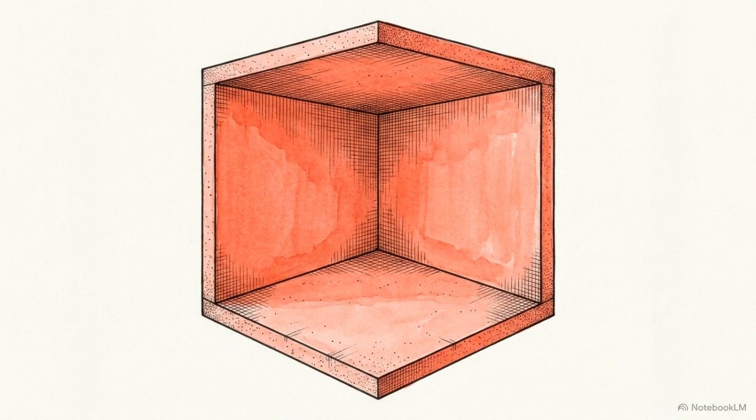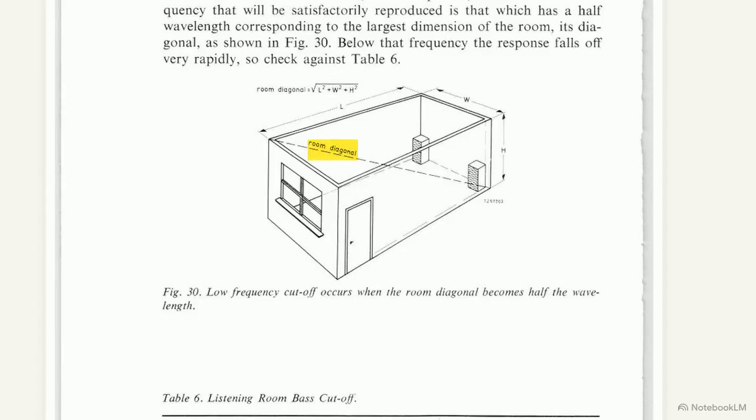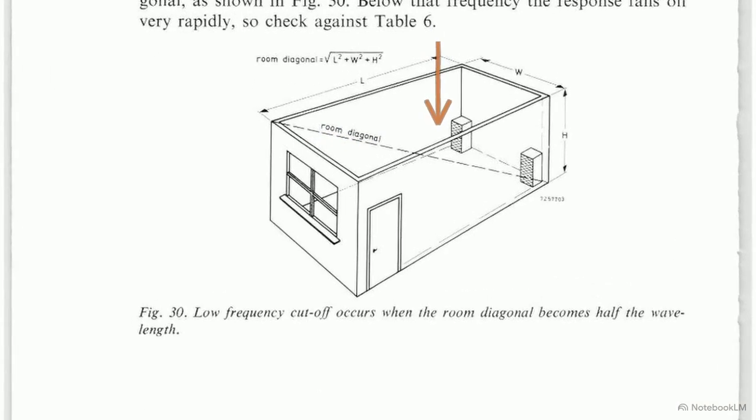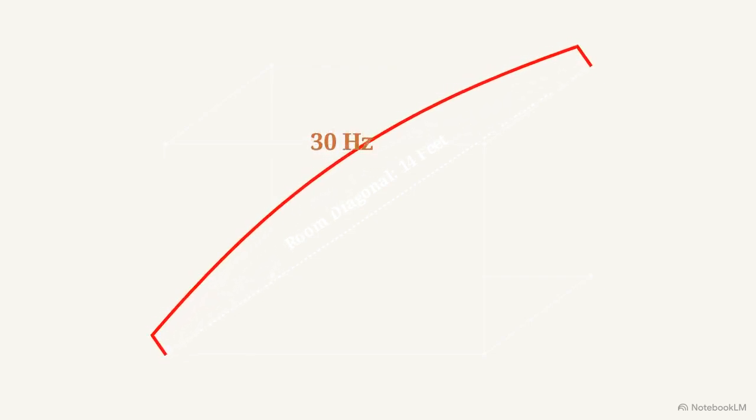This diagram illustrates the absolute physical limit of acoustic reproduction, the room diagonal law. The longest physical dimension of a room, the diagonal from a bottom corner to the opposite top corner, dictates the absolute lowest frequency that room can support. The room diagonal must be equal to or greater than the half wavelength of the sound. For example, if a room's diagonal measures 14 feet, a 40 Hz wave will physically fit, but a 30 Hz wave is physically too long for the space.